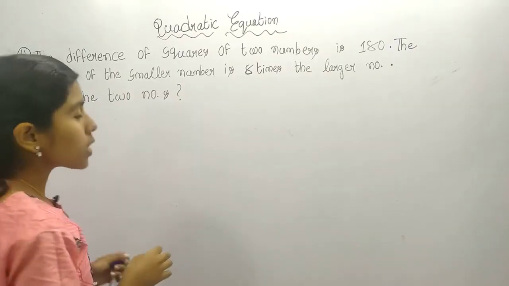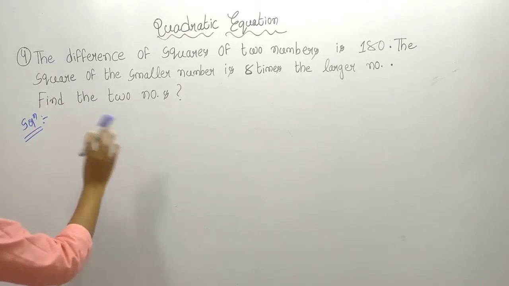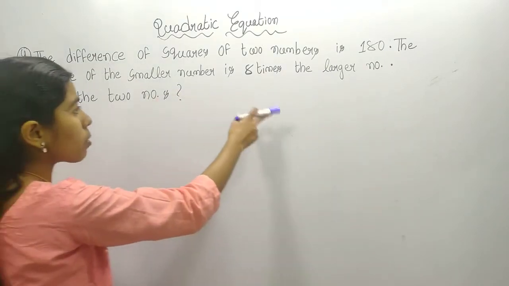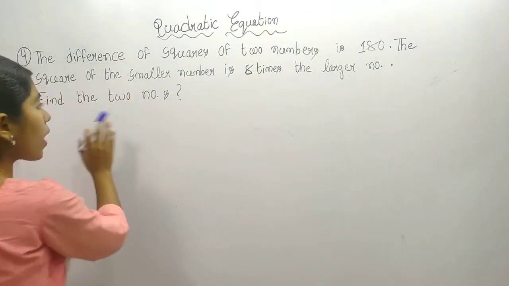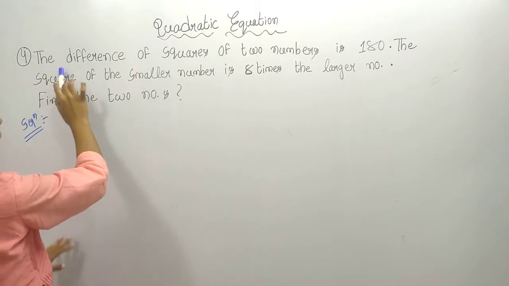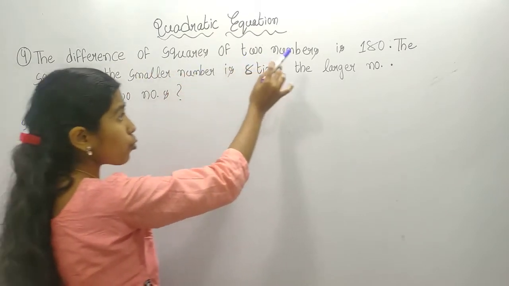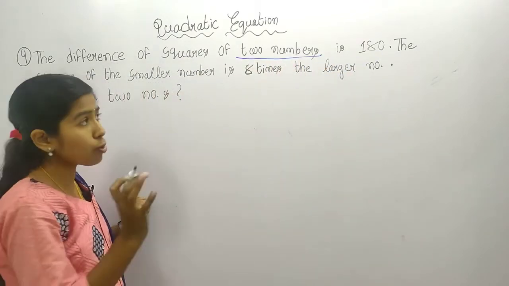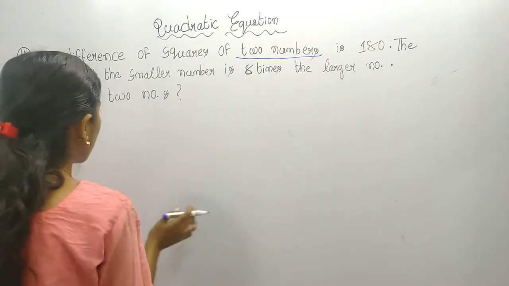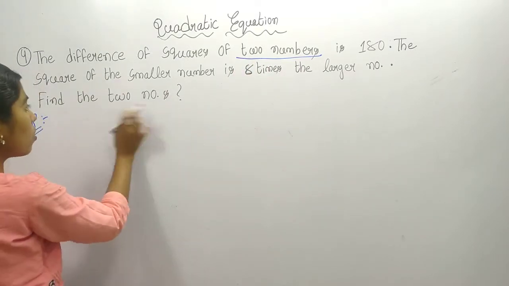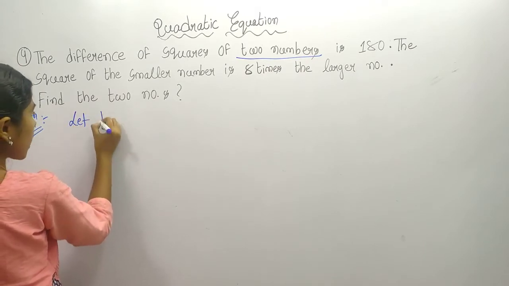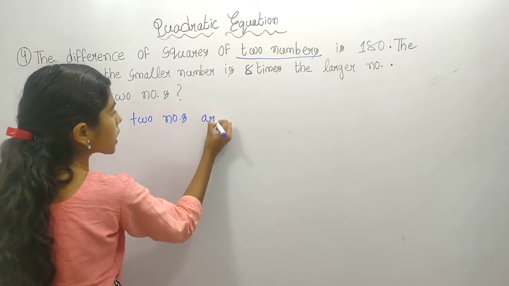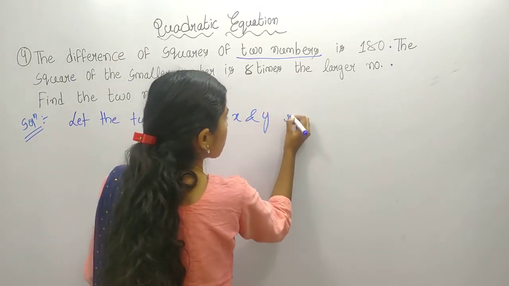So, here you see this is the next question. What is given? The difference of squares of two numbers is 180. The square of the smaller number is 8 times the larger number. Find the two numbers. First you have to know what the two numbers are, so let the two numbers be x and y respectively.